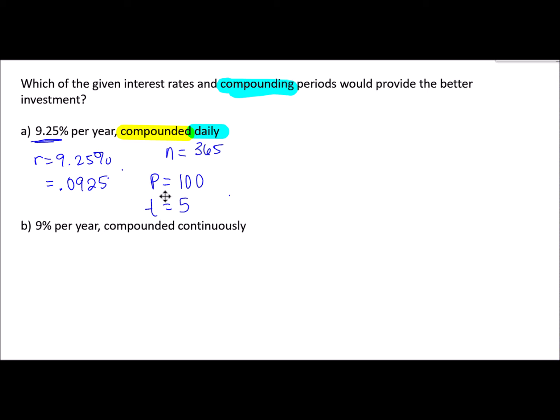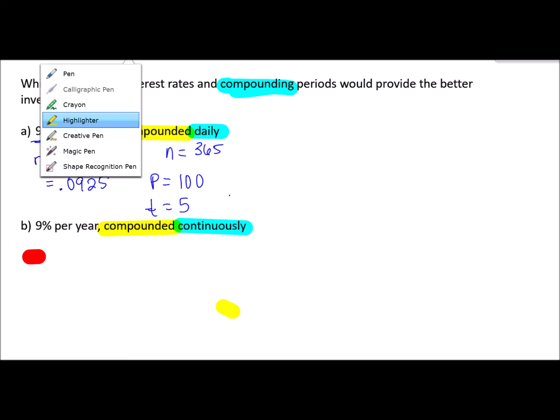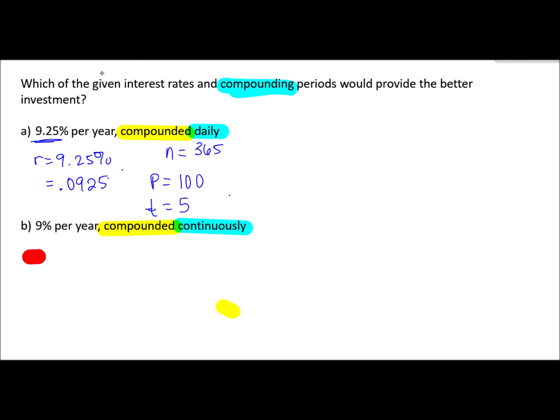And then down here for this one, for 9, it says compounded again, so we know that we're using a specific formula. But this time it says compounded continuously. So it's going to be a different formula, compounded continuously. I got a pen in red.